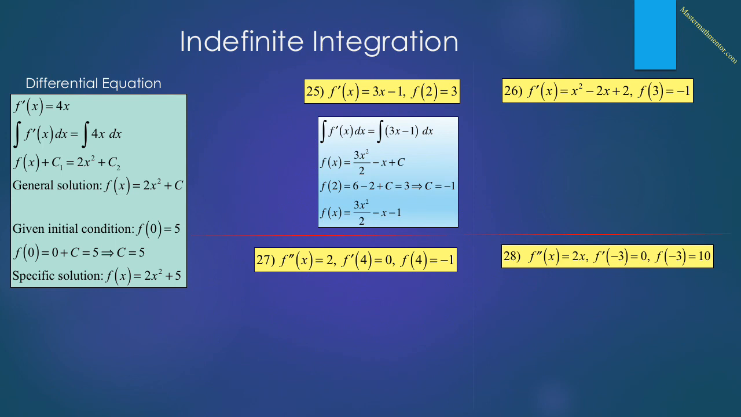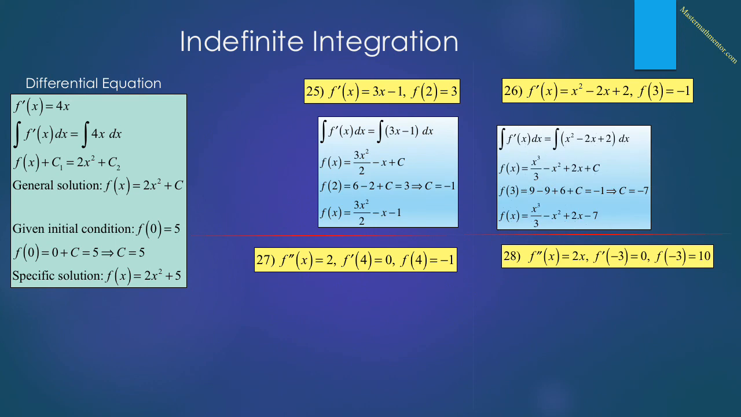So our solution to the differential equation is f of x is equal to 3x squared over 2 minus x minus 1. You may want to check your work. First of all, look at f of 2, and you will find that that will equal 6 minus 2 minus 1, which is equal to 3. And finally, you may want to take a look at f prime of x, which will be 3x minus 1.